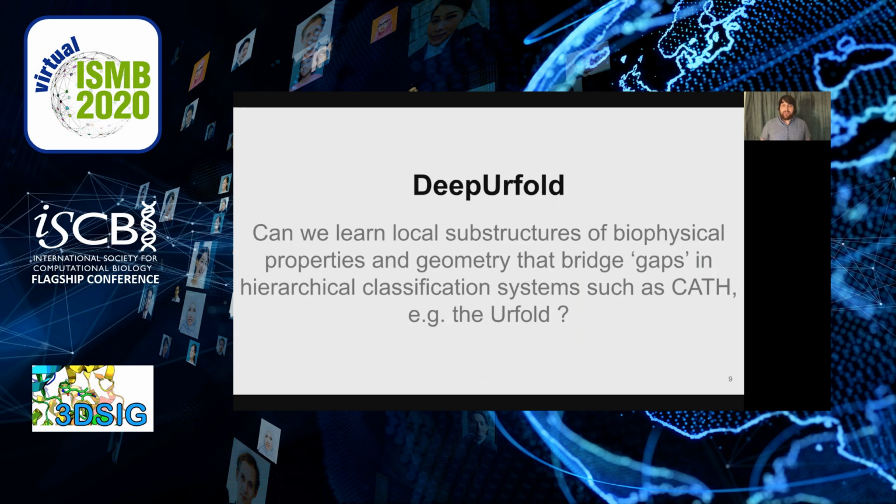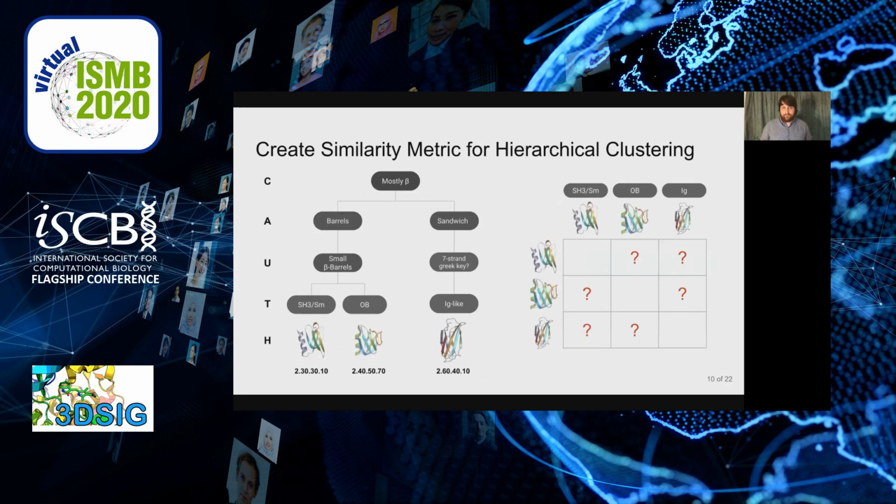The main purpose of this talk is to describe a new algorithm we're developing called Deep Urfold, which is trying to learn local substructures of biophysical properties and geometry to bridge these gaps in hierarchical classification systems. One way to do this is to try to create a new similarity metric between protein domains, to try to reconstruct this new dendrogram.